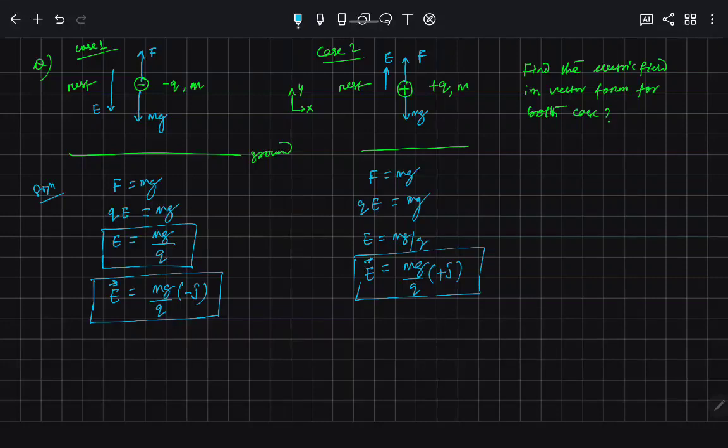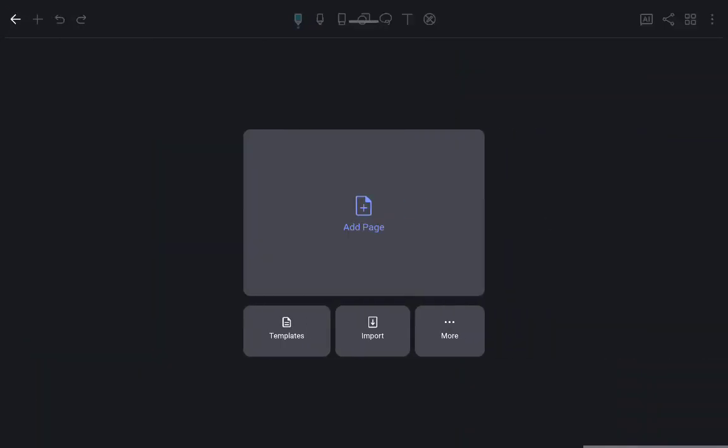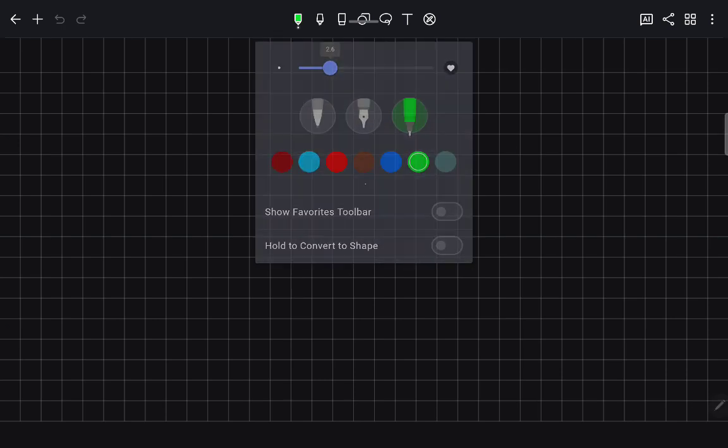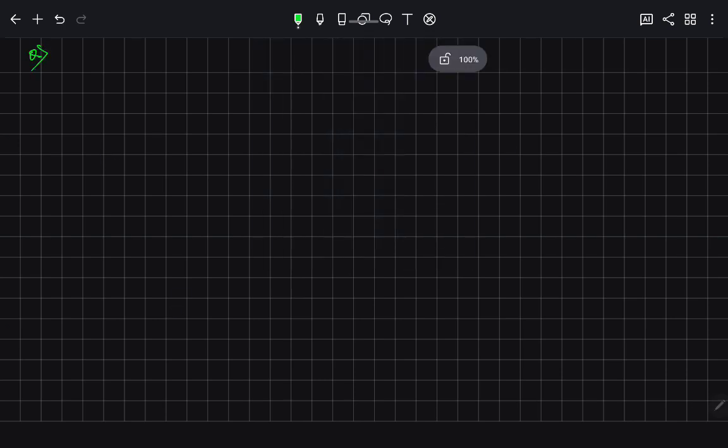Okay, so now let's do one more problem, then we'll go for the electric field due to point charges, right? So this is basically a projectile motion problem. We may have done this type of problem previously.